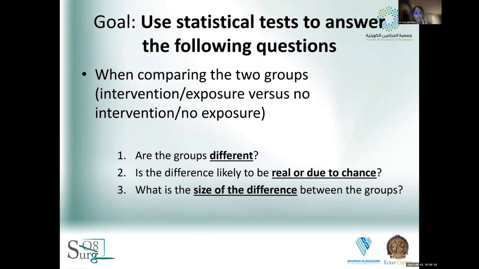So three questions I want you to keep thinking about when you look at the statistical part of a research paper. One, are the groups different? Two, do we think the difference is real or is it due to chance? And the third component is, okay, if it is different and it's real, what is the size of the difference between the two groups? How different are they? Okay, and most statistical sections of research papers are trying to address these three points.